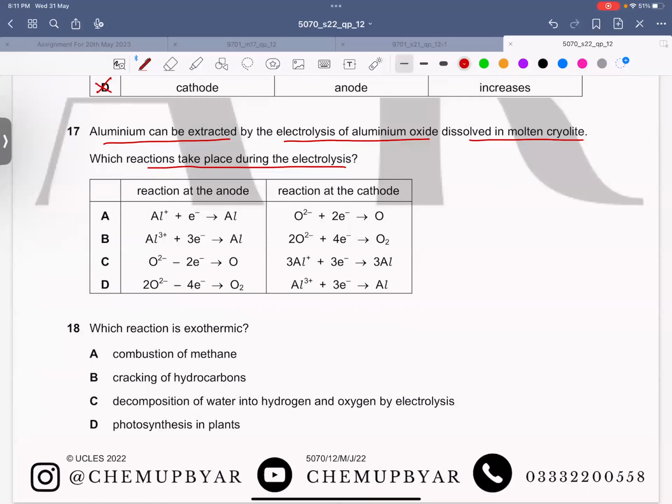So, aluminium oxide at anode, there is no aluminium at anode. So the positive charge, aluminium has a plus 3 charge. So C goes wrong as well. And D is the correct answer.